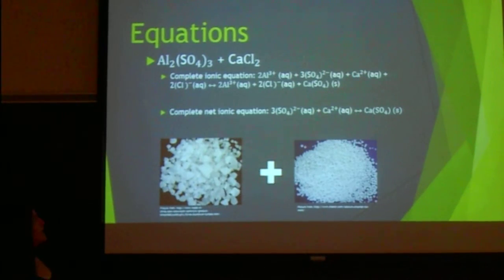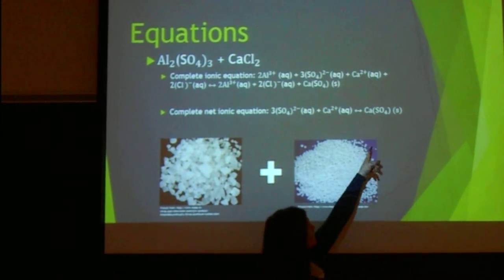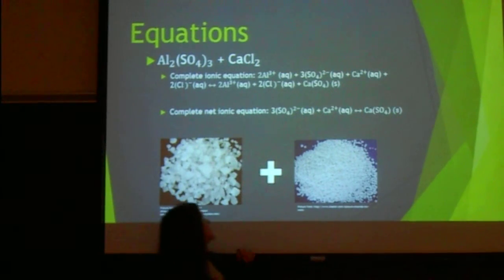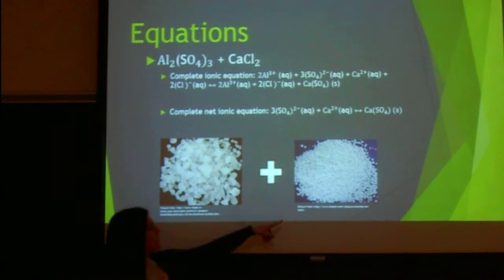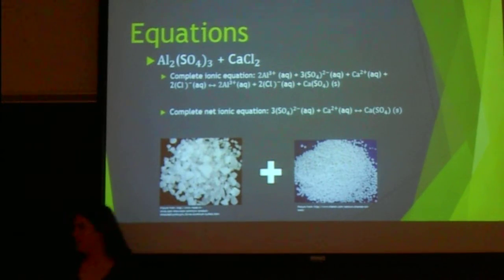Now the equation: Al goes with Cl, and then SO4 goes with Ca. And Ca and SO4 make this solid. And here's aluminum sulfate and calcium chloride in their normal forms.